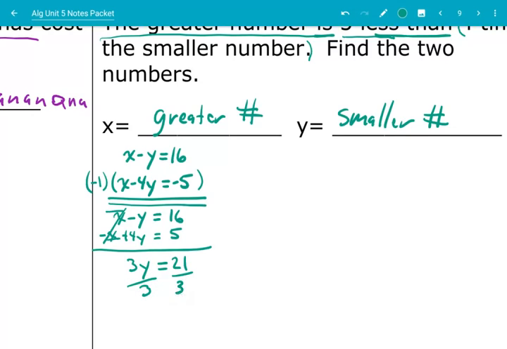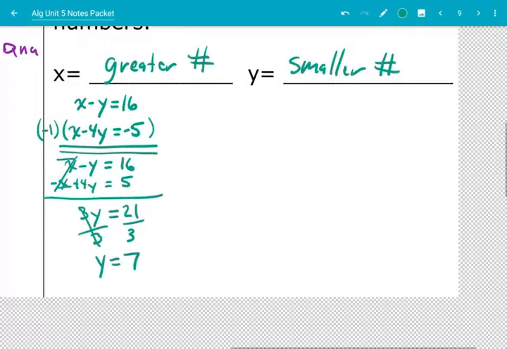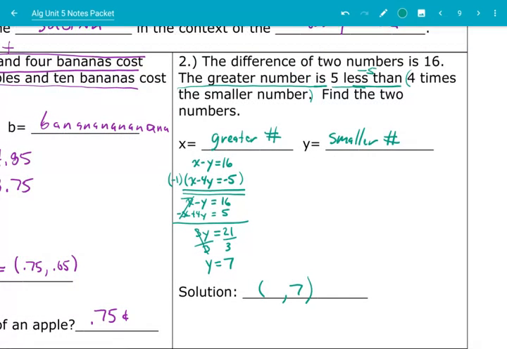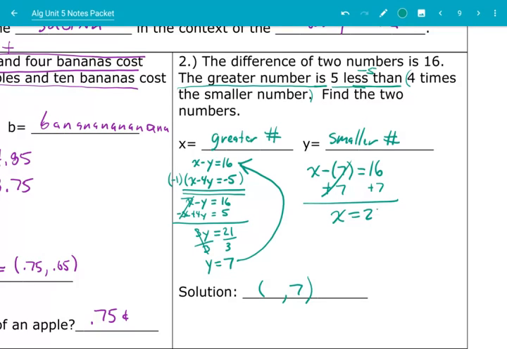And just divide by 3 to get rid of that. And I have y equals 7. So here's my first. Y is 7. And now I can plug this in to that easy one right up there. X minus 7 equals 16. So I will add 7 to both sides. That gives me x equals 23.